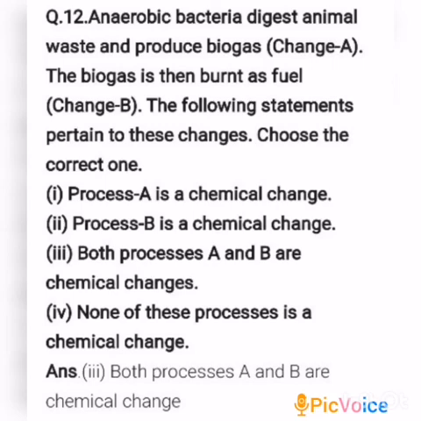Then what about process B, children? Change B, the biogas is then burnt as fuel. The burning of biogas is also a chemical change. Then what's the correct one, children? Both processes A and B are chemical changes. So the third option is the correct one. Okay, children, study the question and answer.